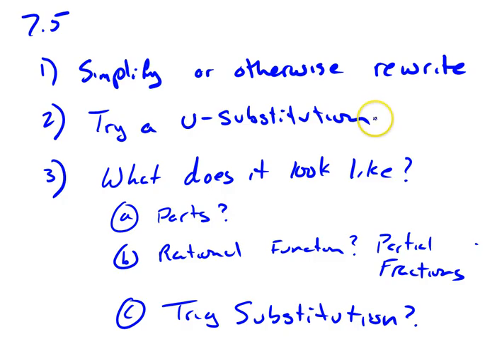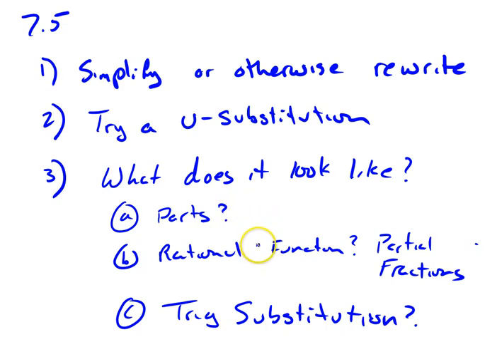Then the general technique that I think is the first one to look at is try U substitution. Look for something that you might be able to simplify by U substitution. If that doesn't work, then you go into, okay, what kind of stuff does it look like? Does it look like maybe a product of a couple unrelated things? So maybe integration by parts might be useful.